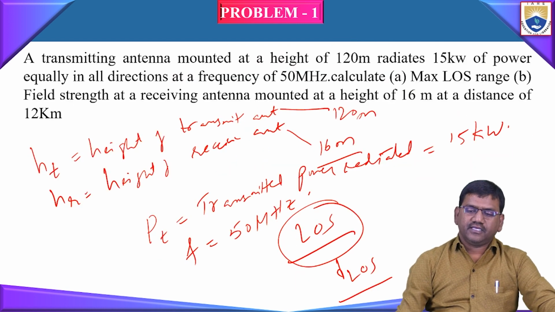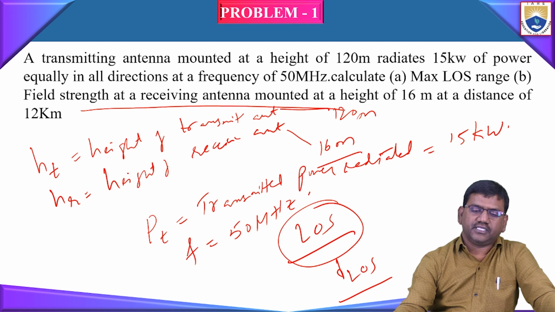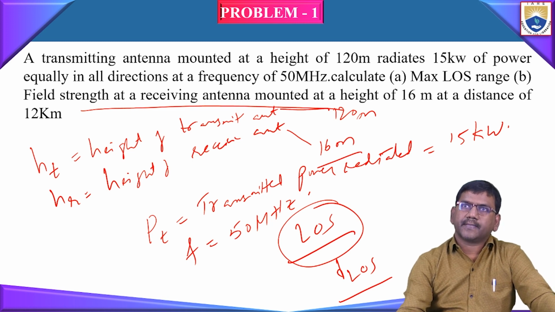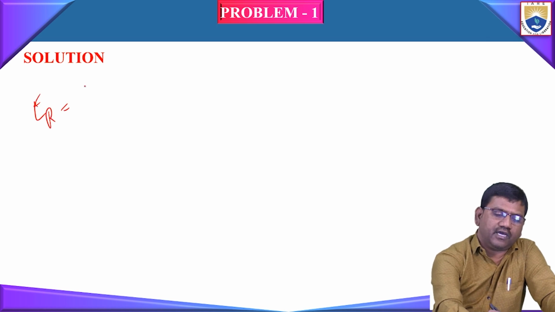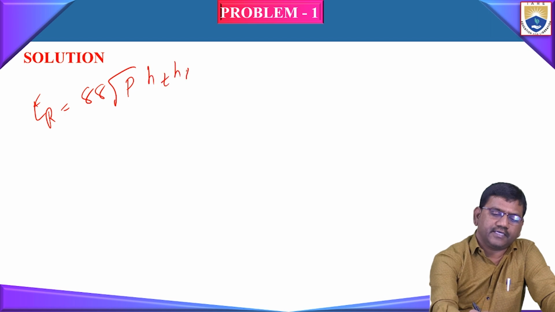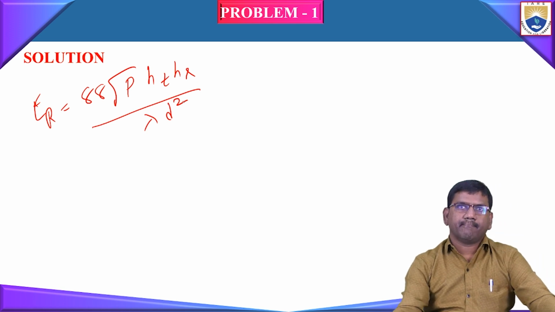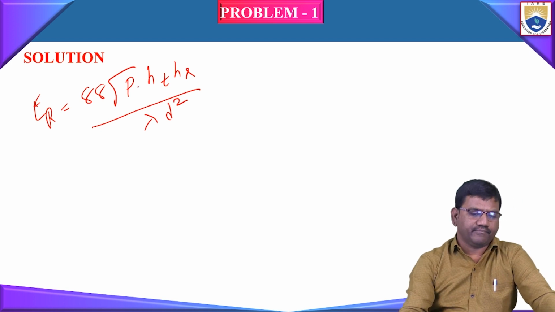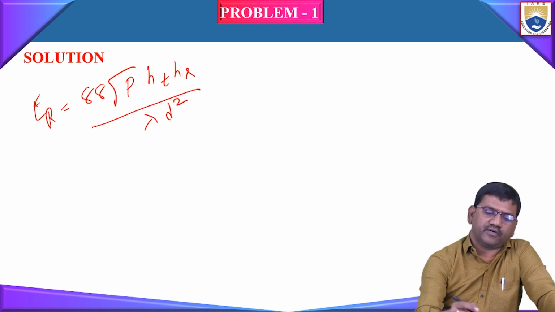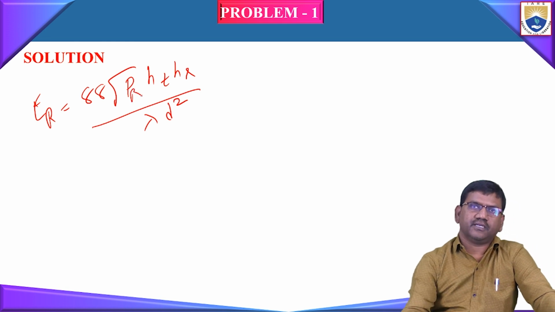And here the second one, it is given as: what is the amount of field strength at the receiving antenna at a height of 16 meters at a distance of 12 kilometers. So here we need to find out the field strength of the receiving antenna. It is given by the formula ER is equal to 88 root P HT HR by lambda D square. Here P is the power received, let us assume this as symbol PR.